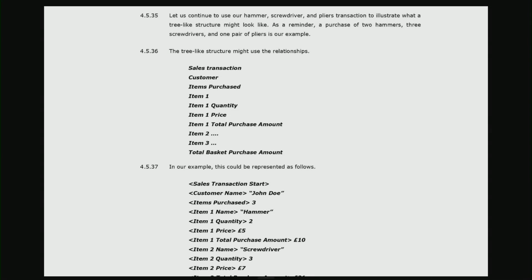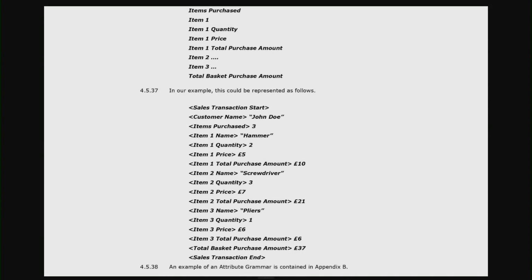But the flexibility of this particular type of structure doesn't require you to have just 1 or just 5 or just 10. It's a flexible way of storing information. And at the end of this all, you see that there's the total basket purchase amount. And so, looking at subparagraph 37 there, you translate that into our example of 2 hammers, 3 screwdrivers, and 1 pair of pliers. Yes, exactly.